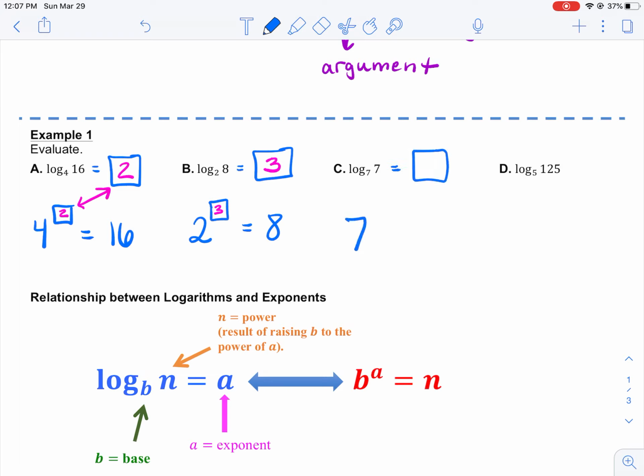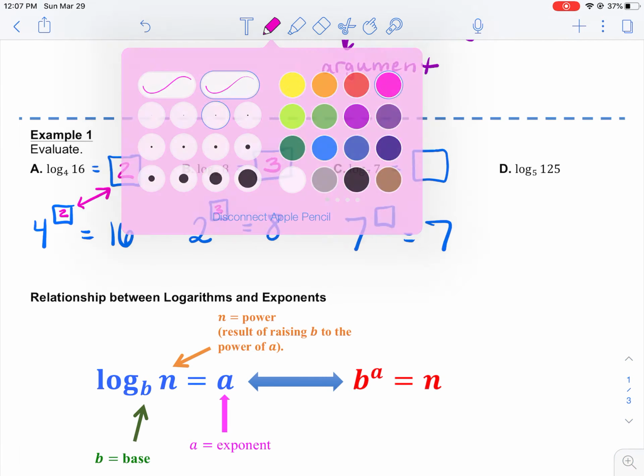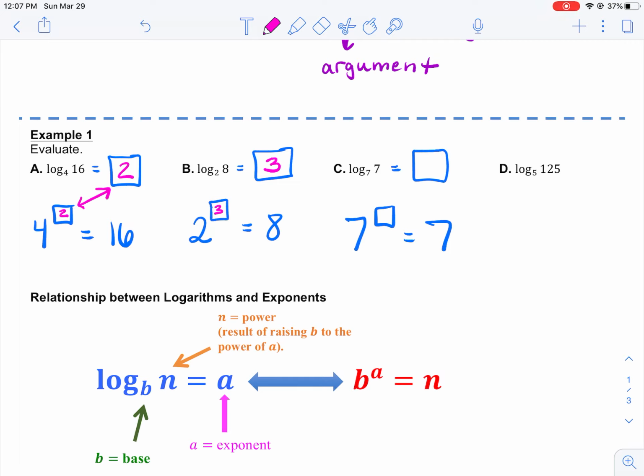So the next one, 7 to what power equals 7. So again, just really trying to reiterate that relationship between logs and exponents. So how many times do we multiply 7 by itself to get 7? Just one time. And so anytime that base equals the argument, that log is going to equal 1.